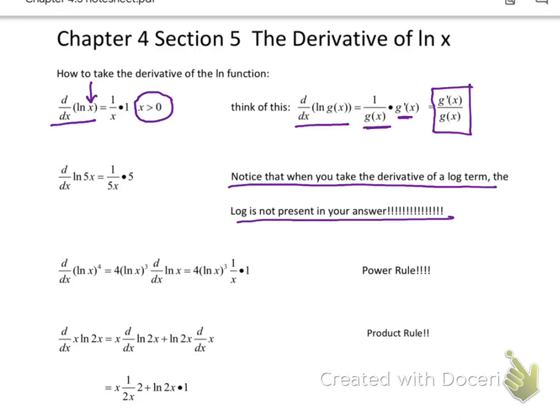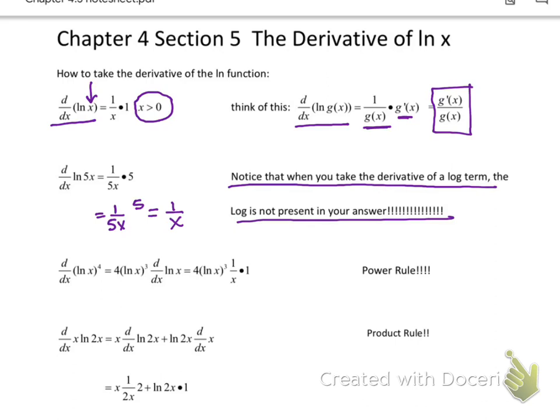Okay, so let's try doing this next one together. Here's the answer, but we're going to do it as if it's not there. So taking the derivative of natural log of 5x, that's going to be 1 over 5x times the derivative of 5x, which is just 5. So what's going to happen? The 5's will cancel, and that derivative will be 1 over x.